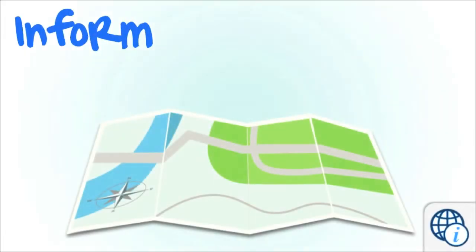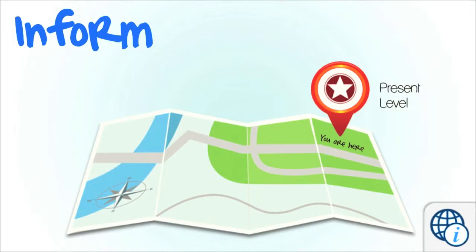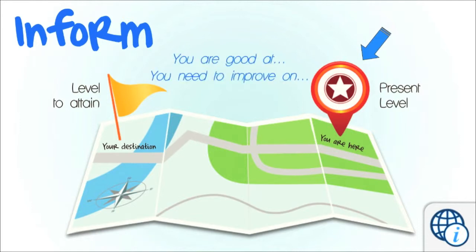Students need to be informed on the gap between point A, their present level, and point B, the expected level to attain. The better you describe point A by naming what they are good at and what they need to improve, the better chances you have that they will tighten the gap between these 2 points.